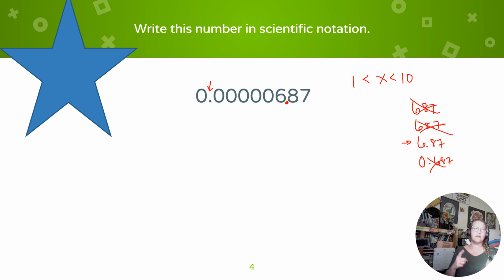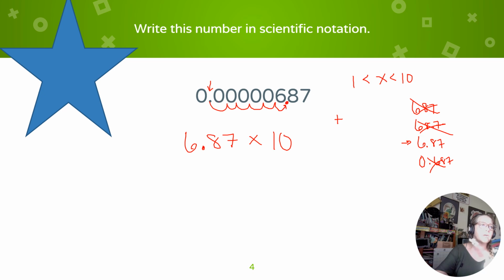Now we got to count it. How many places do we need to go back to get from point A to point B? 1, 2, 3, 4, 5, and 6. All right. So we know our exponent's going to be 6. And we know our number is going to be 6.87. Now we just need to decide, is that exponent gonna be a positive 6 or a negative 6?